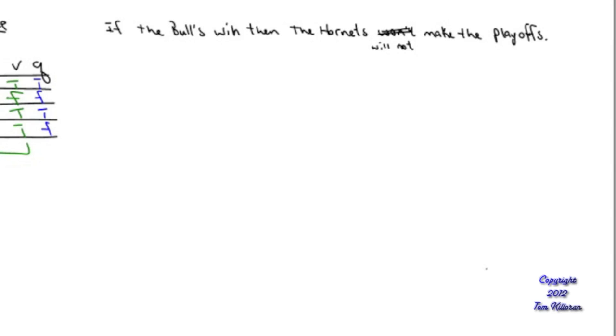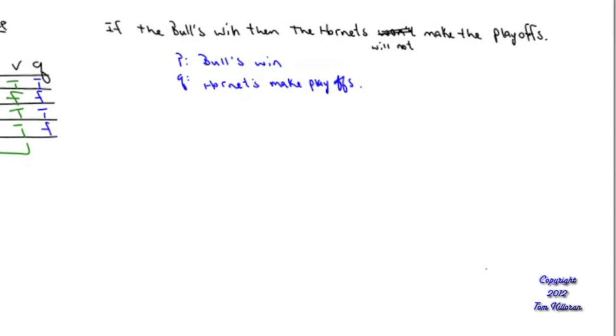First up, P and Q, simple statements. What's P? Bulls win. Q: Hornets make playoffs. Okay, so those are my simple statements.